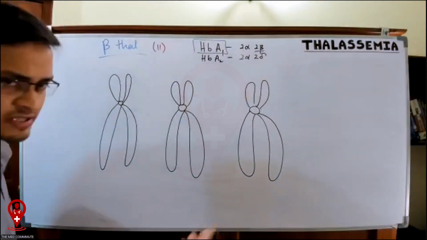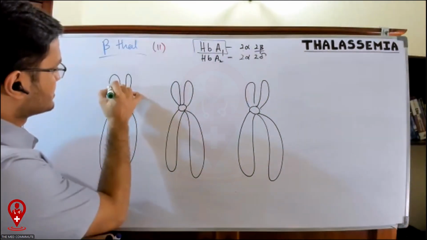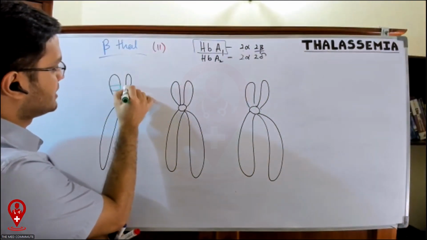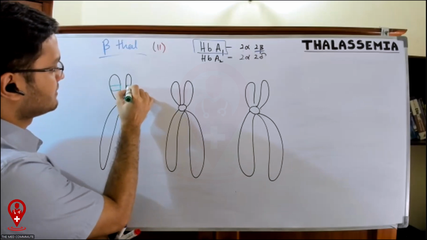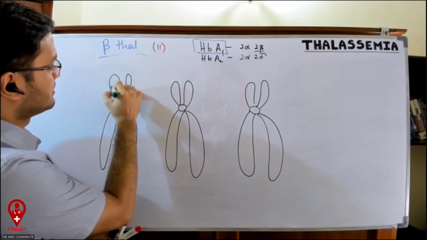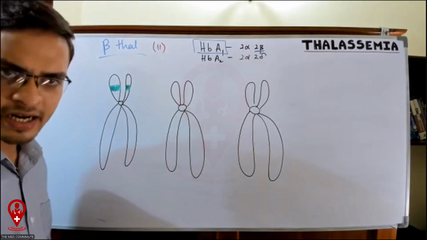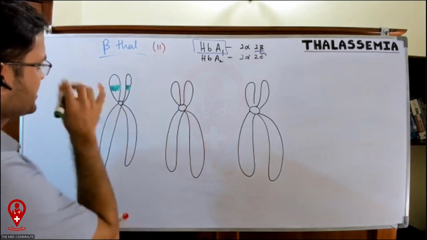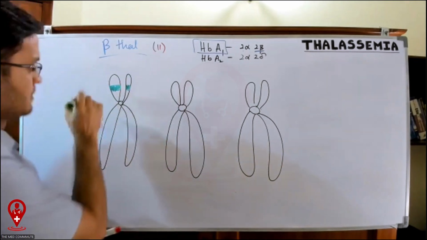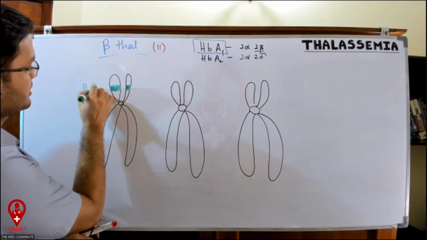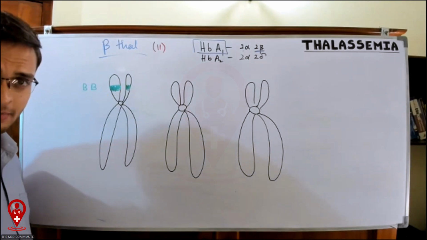In a normal person, guys, first, let's start with a normal person. In a normal person, this gene is somewhere here, right? On both the chromatids. You can color something like that. I have used green. This is a normal person. So let's say capital B and capital B.